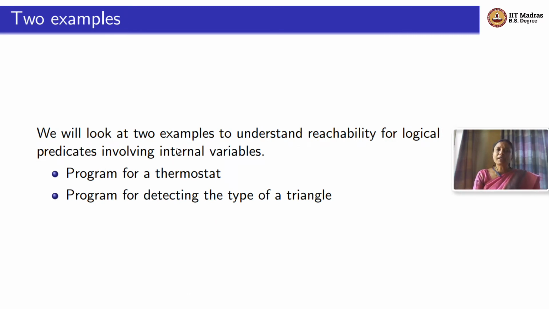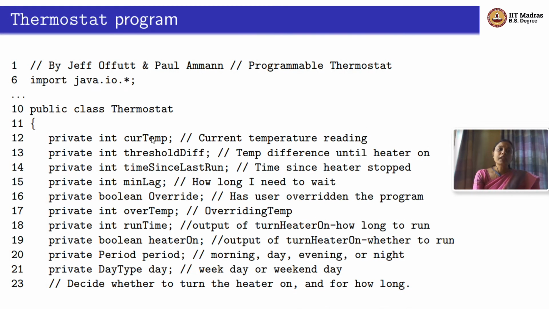So the two examples that we are looking at are derived from the textbook that we've been following mostly. One is the program for a thermostat. The other is a standard program that you will find not only in this textbook, but in many other software testing textbooks, which is a simple high school thing that we learn, the program to check the type of a triangle. So we'll see the thermostat one today in this lecture, and the type of the triangle as the first lecture of next week. So what is a thermostat? I hope you all know what it is.